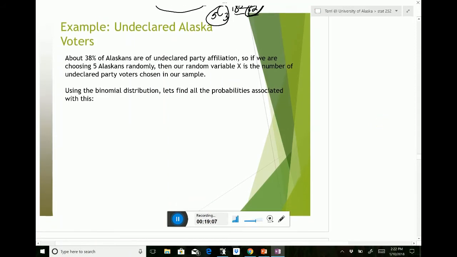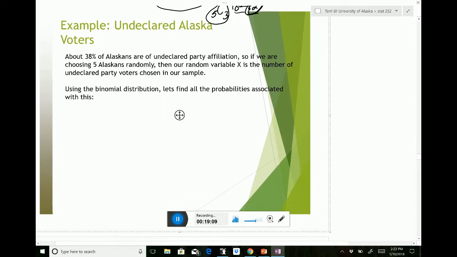So we can do this fairly simply. So we're going to use this. So p, let's identify what p is. Do we have a binomial distribution? 38%. That doesn't change from trial to trial because we're taking it out of all of Alaskans, and n equals 5. So the binomial distribution, probability of X, will look like this. We're going to have n choose X, well, n is 5, I can change that to 5 choose X.